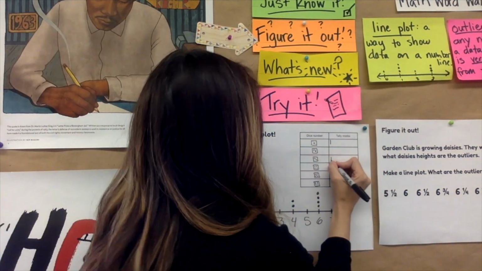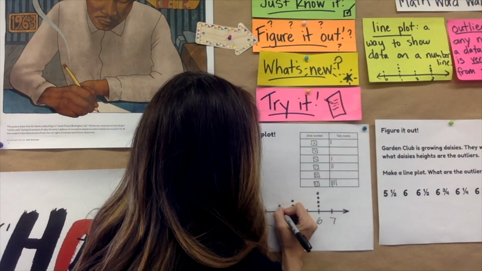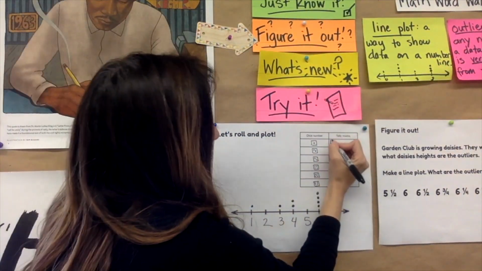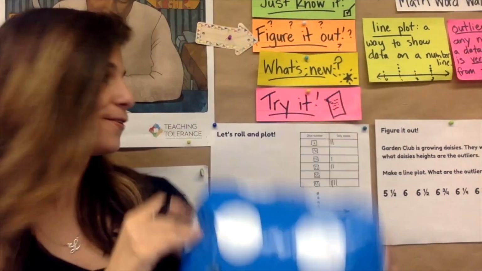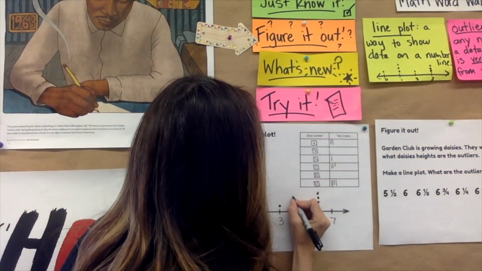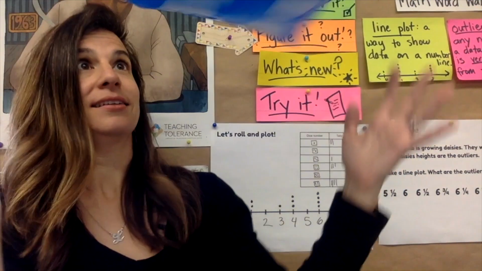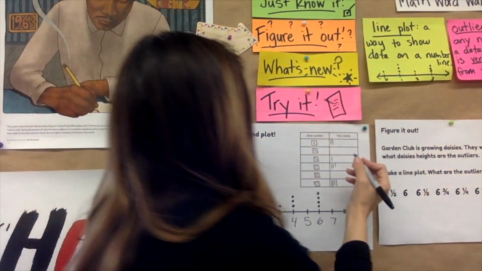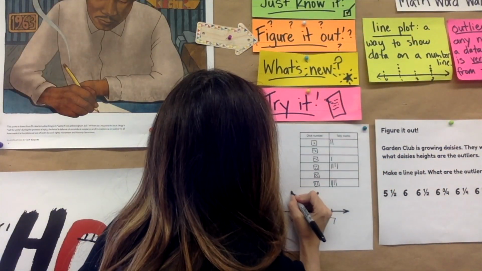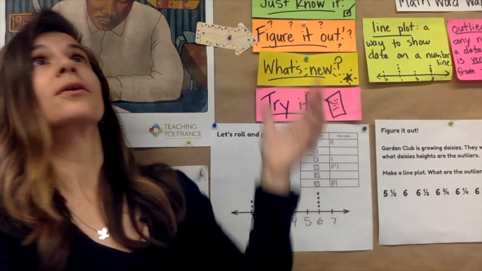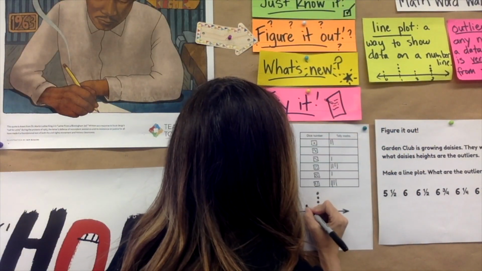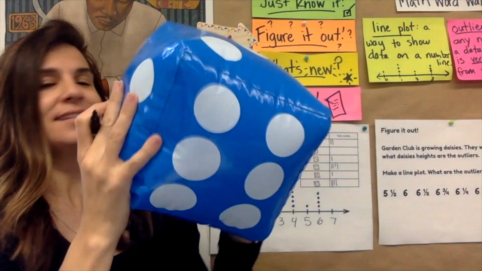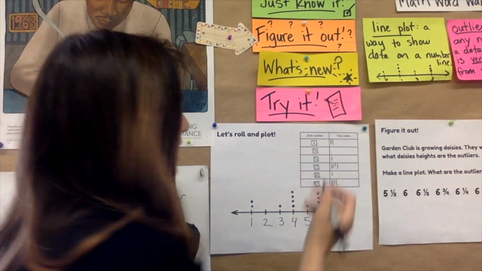3. 1. 4. 4. Let's do a spin throw. 5. And 3. Let's make that our last one.